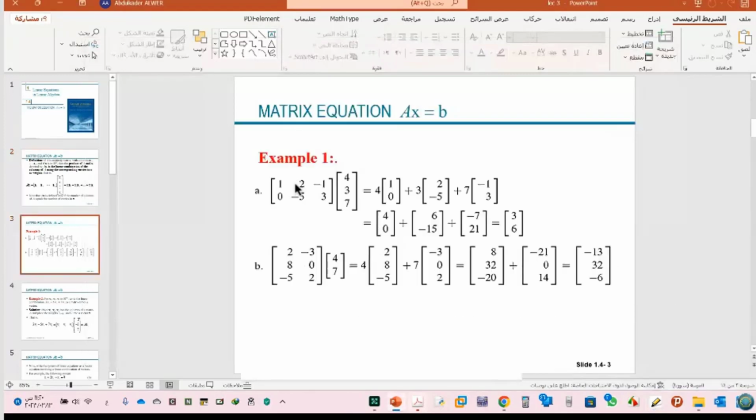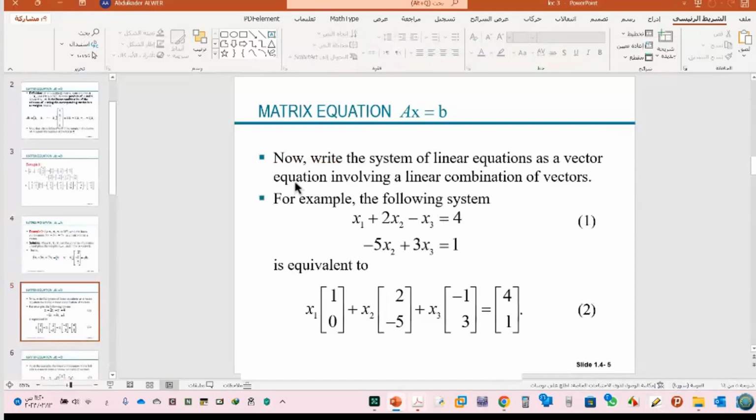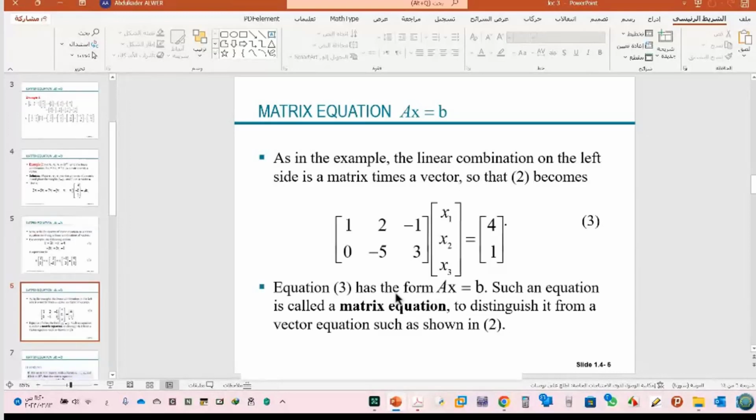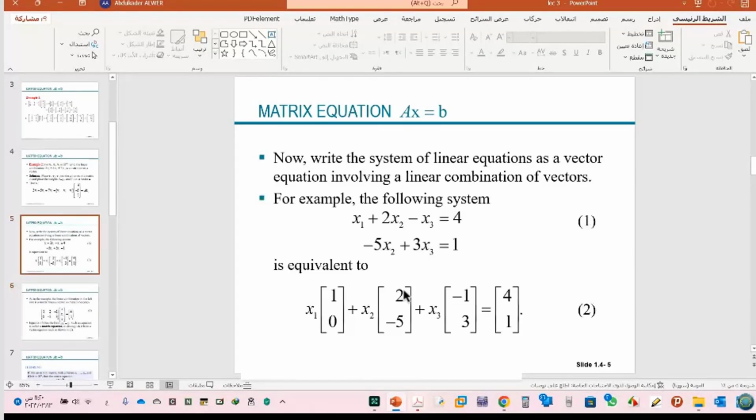Let's continue. Okay, this is data. We have this formula for equations: x1 plus 2x2 minus x3 equal 4, minus 5x2 plus 3x3 equal 1. And it asks me to write it as a vector. So this is as a vector: x1 times 1, 0, plus x2 times 2, minus 5, plus x3 times minus 1, 3, equal 4, 1. Now, if I want to write it as a matrix, let's start to solve this as a matrix.